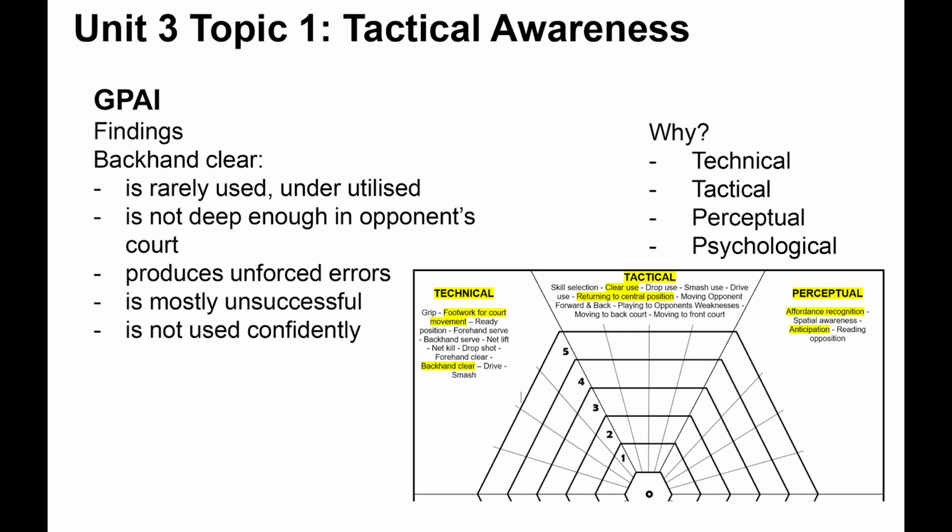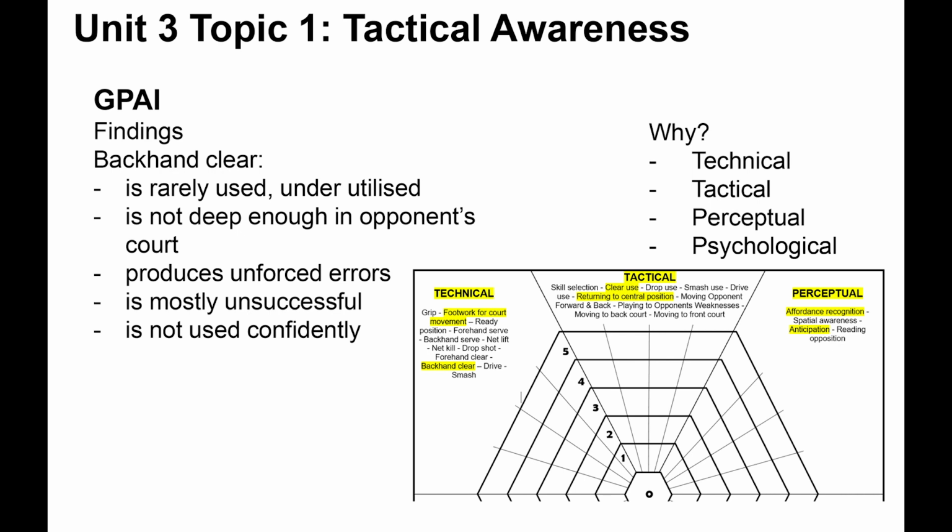I produce a lot of unforced errors when I go here. I miss-hit shots and they don't even get over. They're mostly unsuccessful based on the analysis that we just used. And because of that, I'm not confident with it. So my job would then be, how do I fix that? I know what the problem is now. How do I fix it?